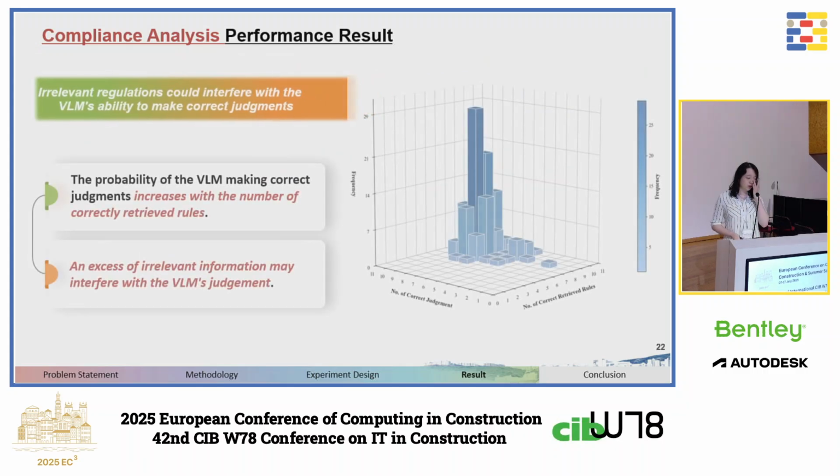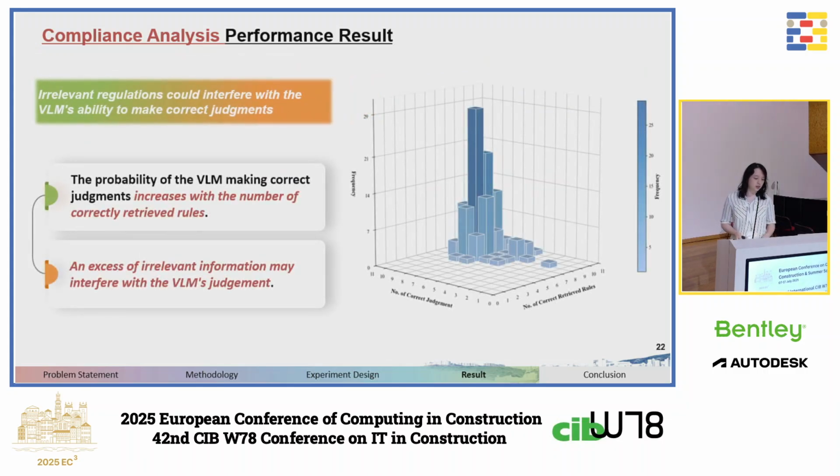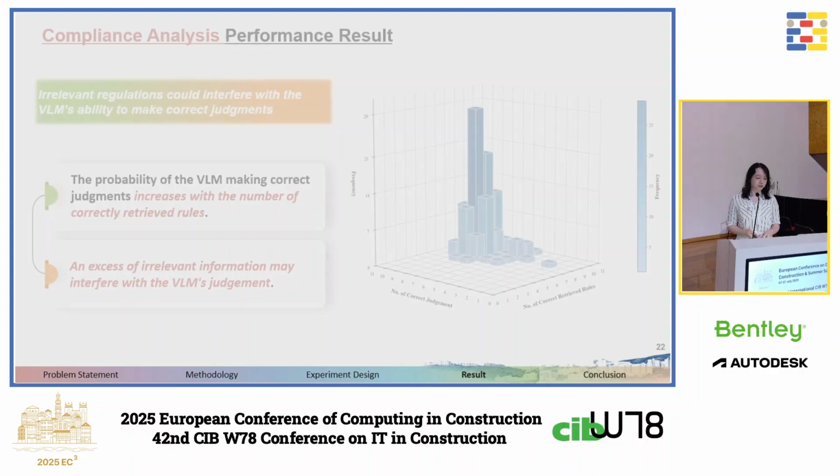And we also quantify this. This figure reveals the critical correlation between the correct judgment and the correct retrieved rules. We can observe that the density peaks at the top right. So it proves that the more relevant rules we have, the more the compliance accuracy will improve. This is because the presence of irrelevant rules may influence the VLM's judgment.